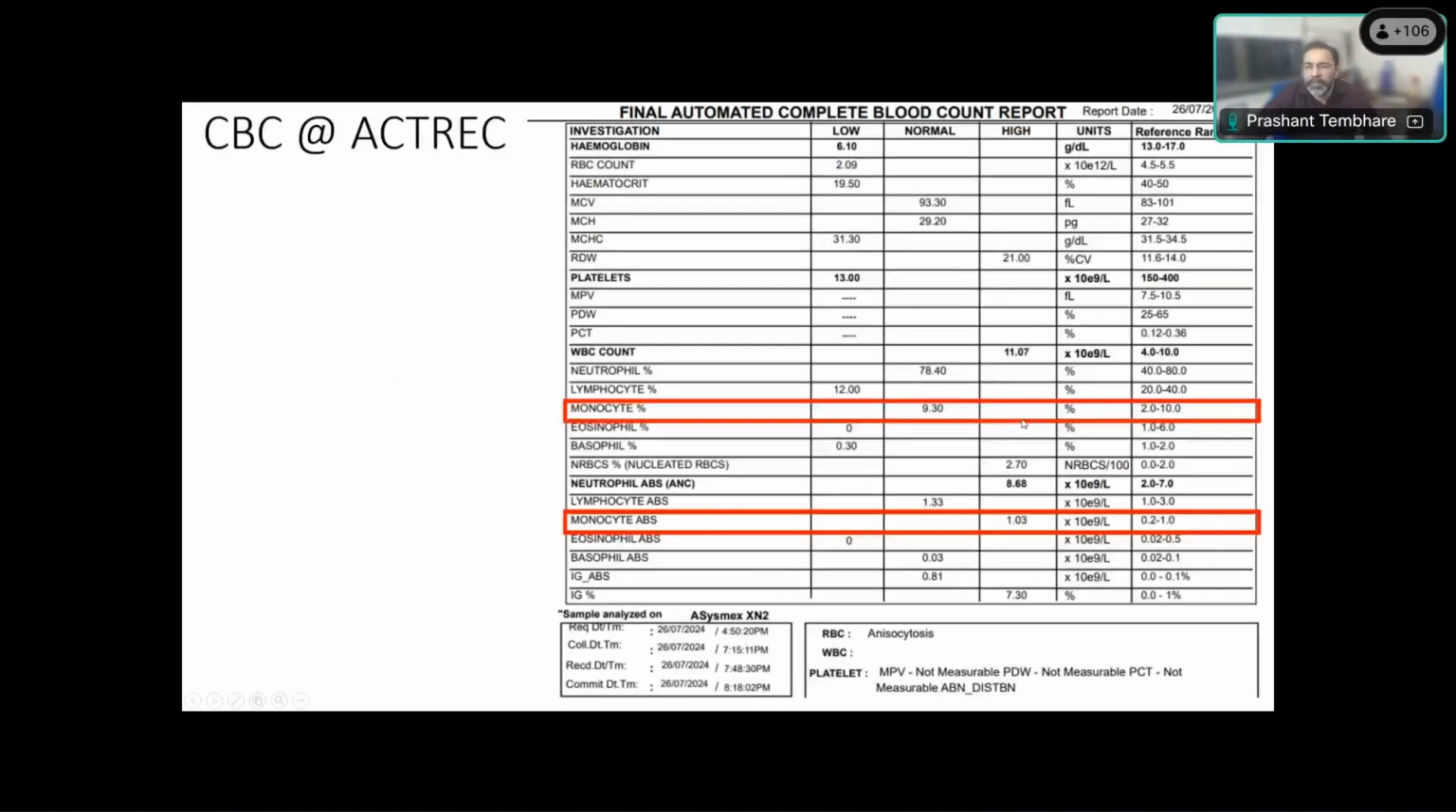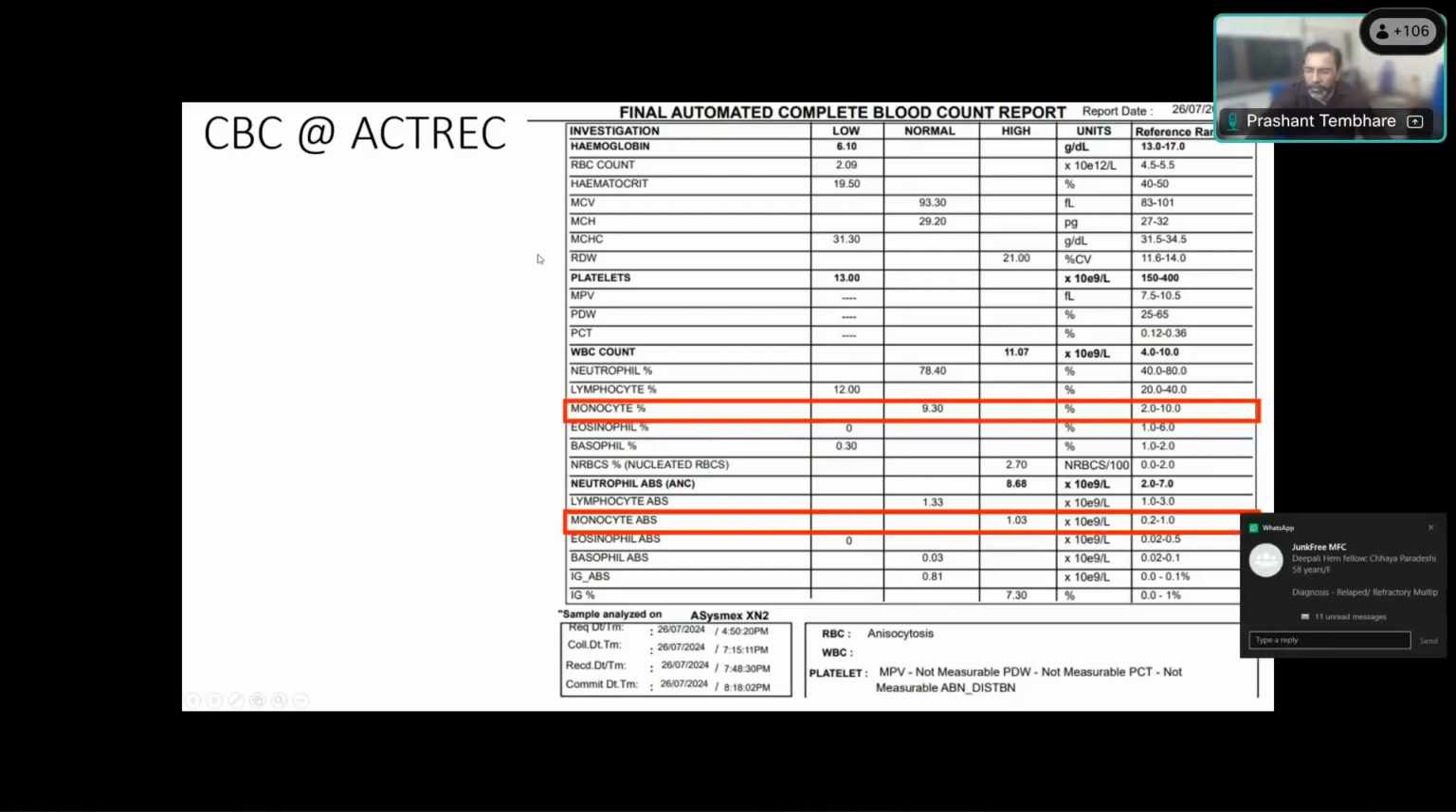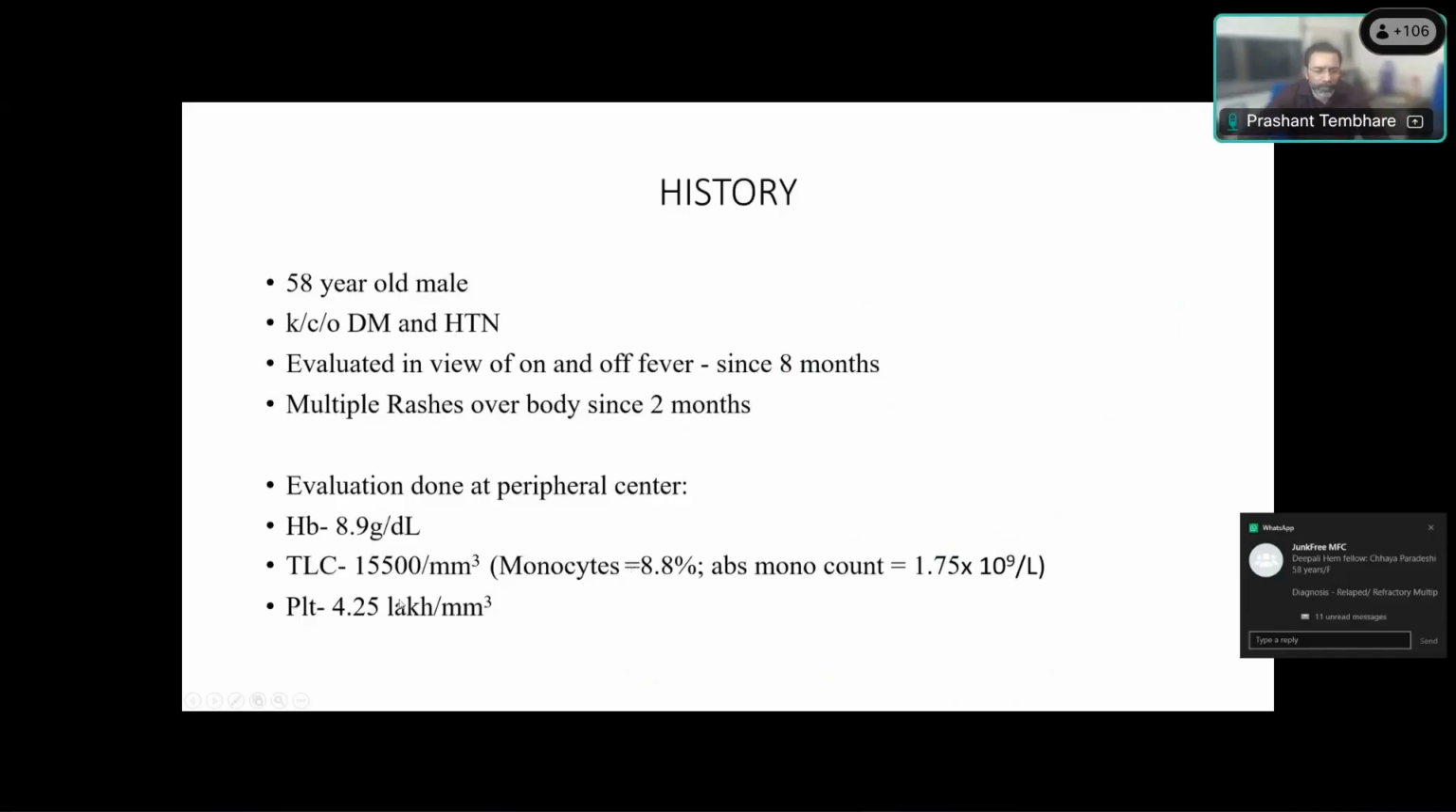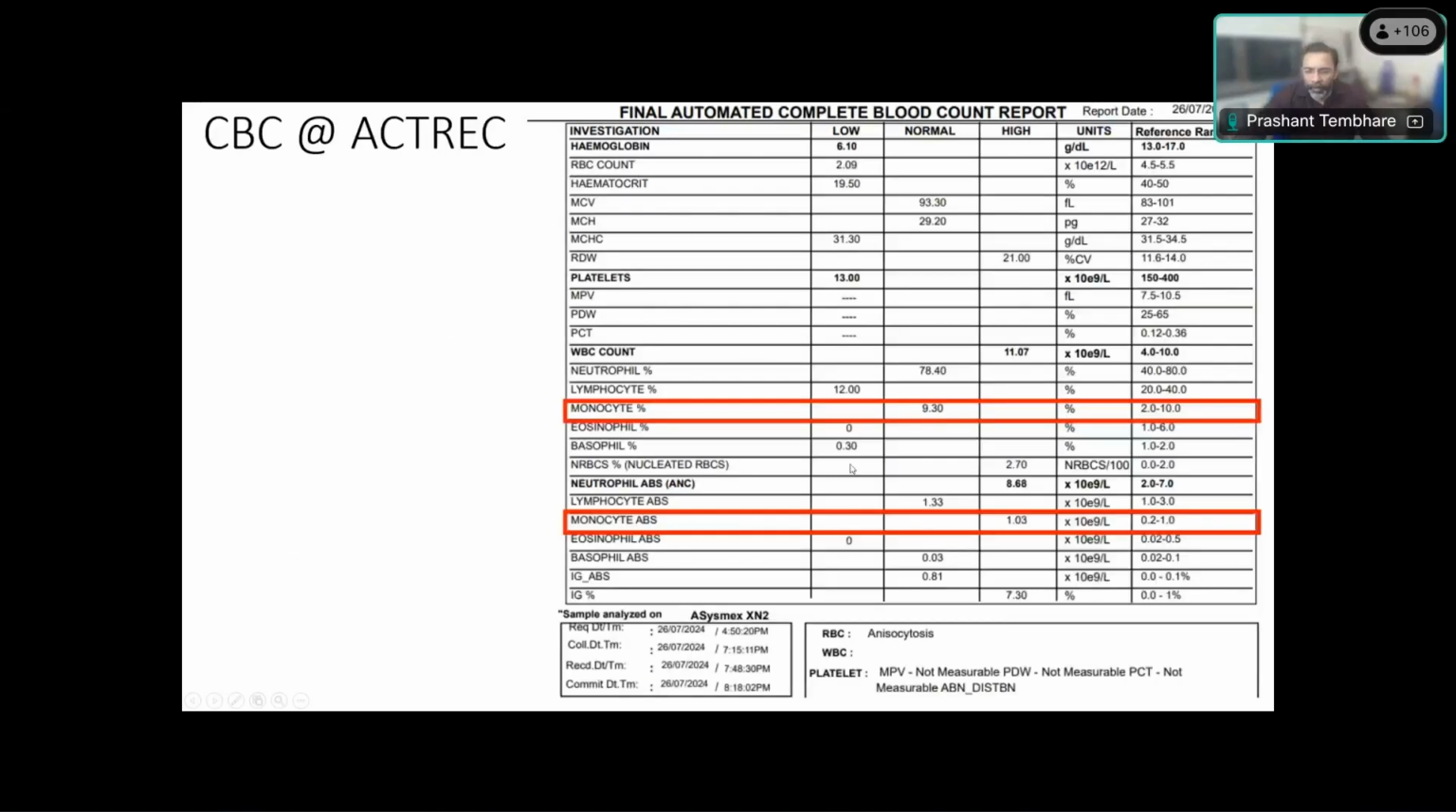Now this is the CBC in counts. You can see this is the CBC of the patient. There were approximately 9% monocytes, as I mentioned, and the absolute monocyte count is increased, more than 1,000. This was at the time of presentation, and this is a little later on. So the patient has monocytosis with increased counts and there was anemia.